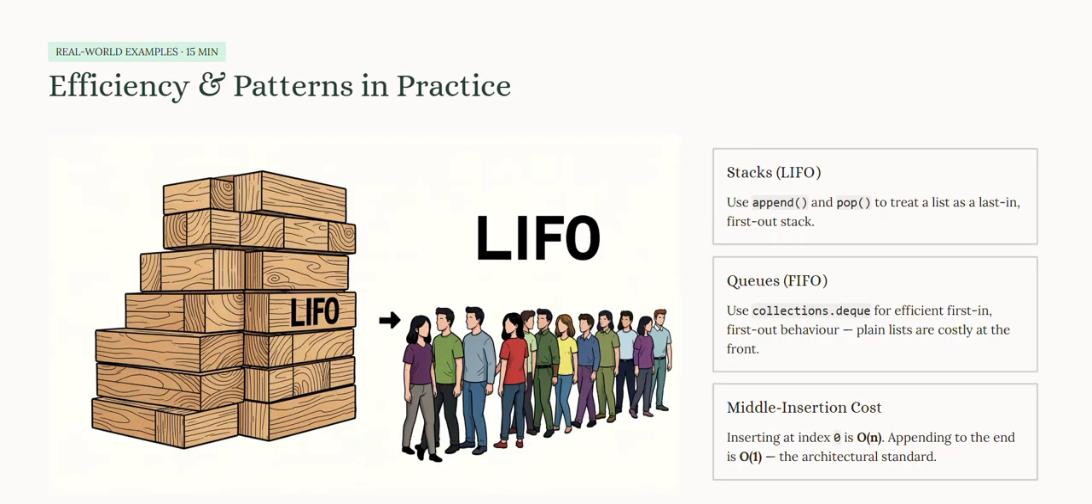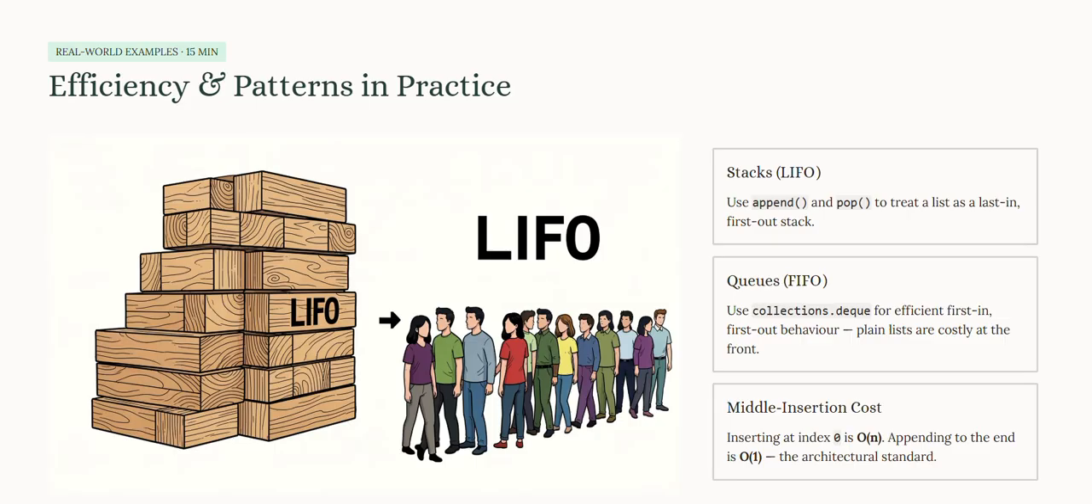Efficiency and pattern in practice. So, stacks. Use append and pop to treat a list as a last-in, first-out stack. Append and pop can be used for this, for a last-in, first-out stack. Okay, queues. Use collections.deque for efficient first-in, first-out behavior. Plain lists are costly at the front.